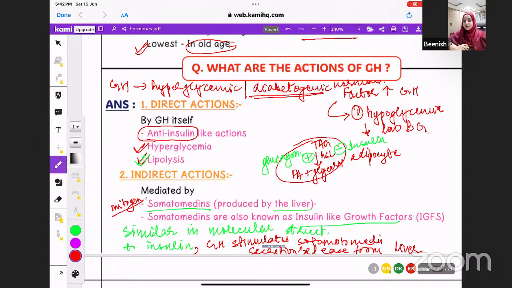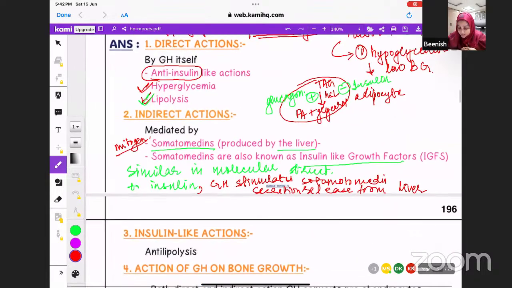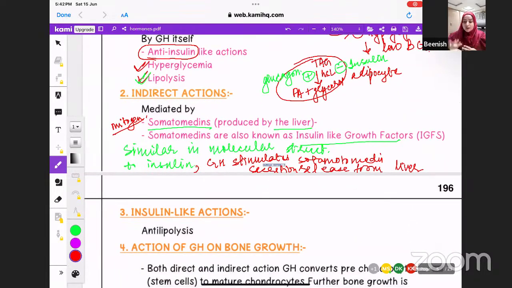Okay, so the direct action of growth hormone is anti-insulin-like, and the indirect action of growth hormone is mediated through somatomedin, and it is insulin-like. So when it is insulin-like, it is going to be anti-lipolysis. Okay, so it is going to inhibit or it is not going to favor lipolysis.